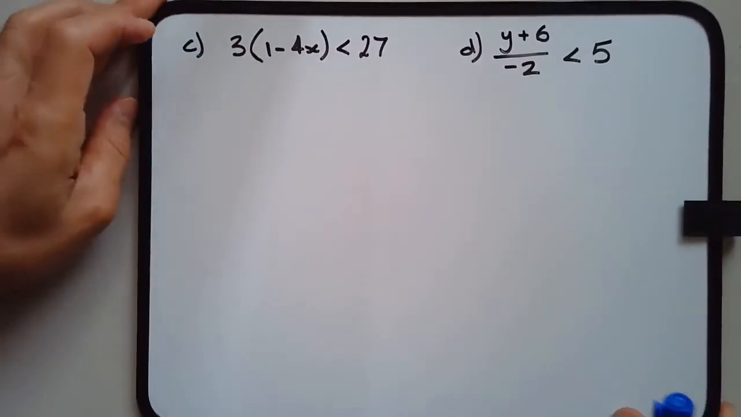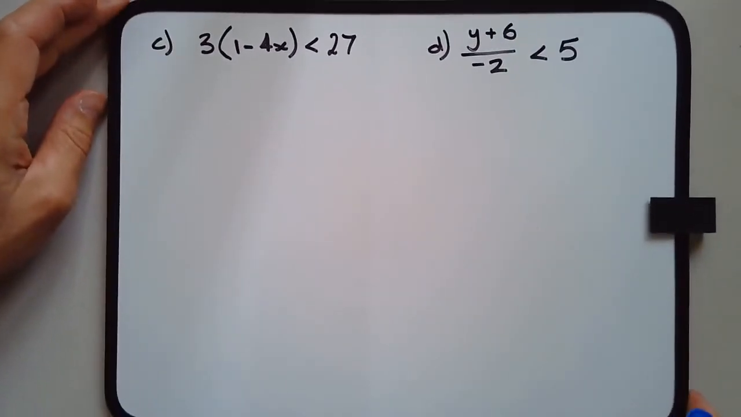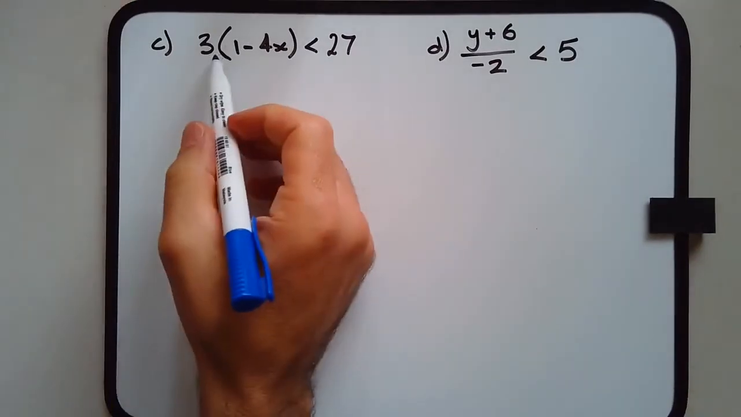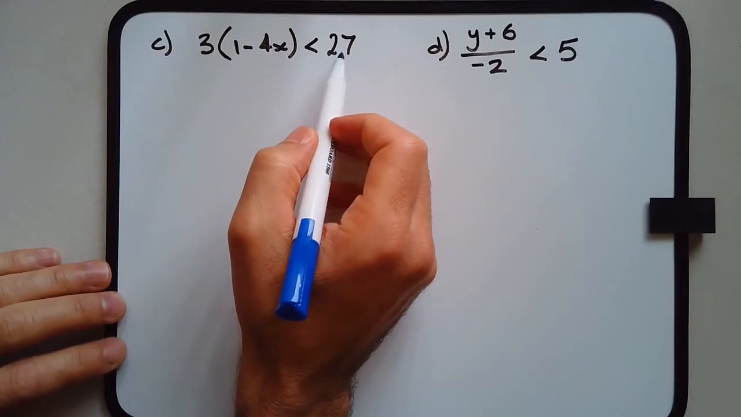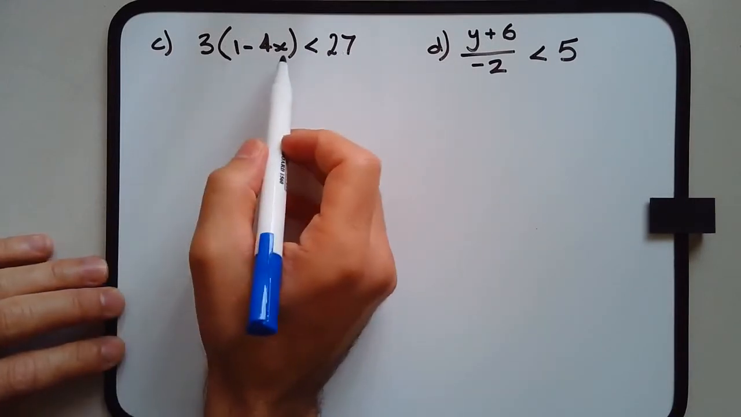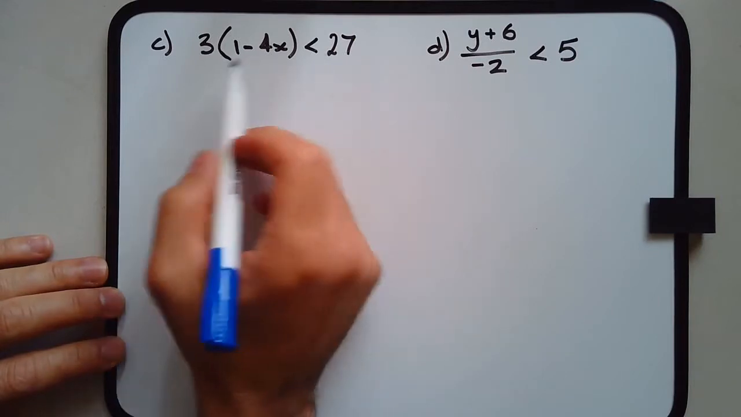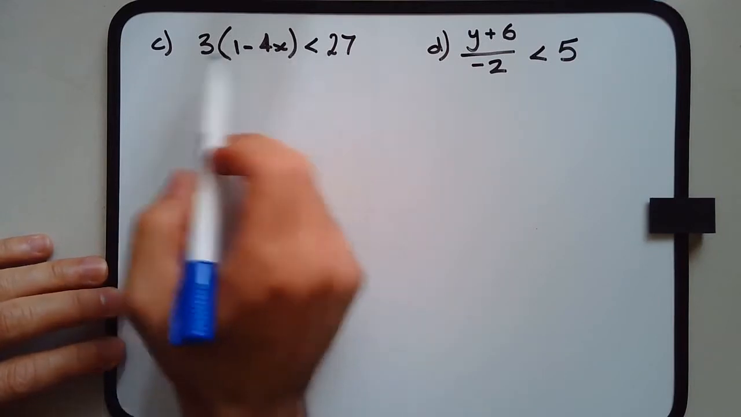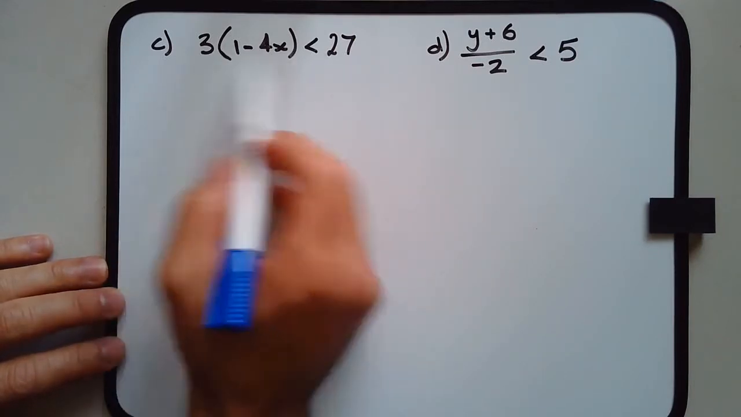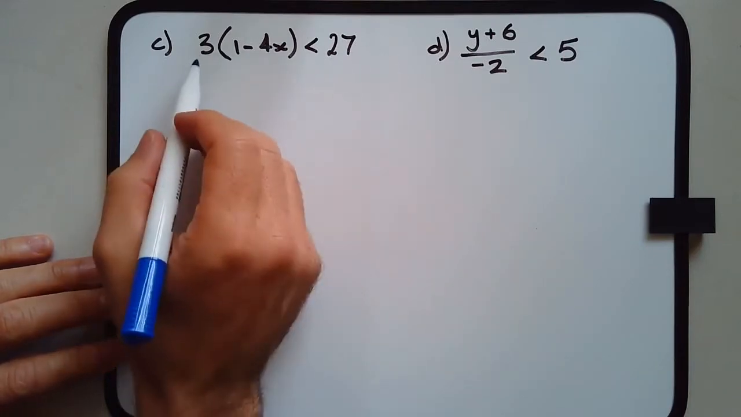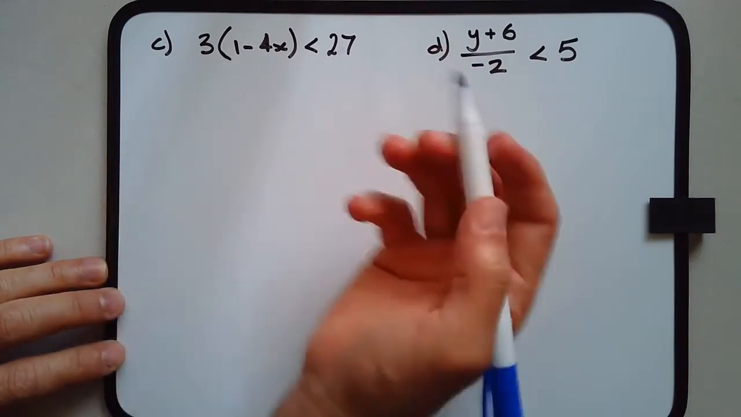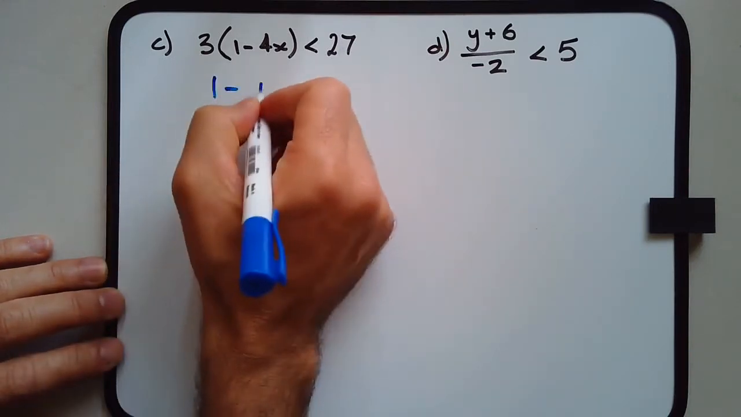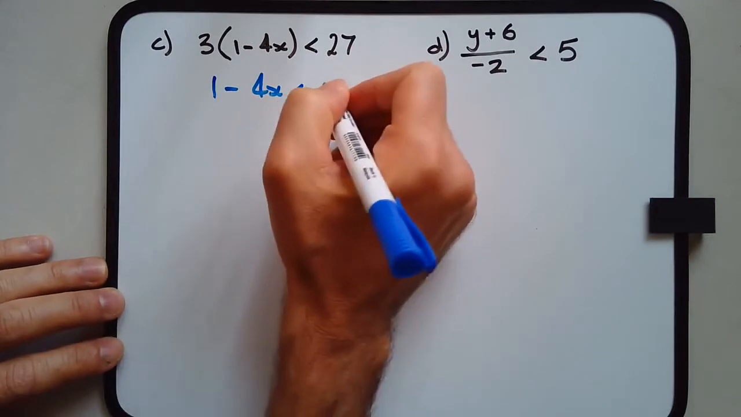Let's have a look at a couple more. And we've got part C. So 3 outside of 1 minus 4x is less than 27. Two ways you can do this. You can either expand the brackets first, or if you can see that you can divide both sides by 3, and that's easier to do, you can divide both sides by 3 first. So why don't we do that, since 3 does evenly divide 27. So 3 into 27 goes 9 times. So we have 1 minus 4x is less than 9.